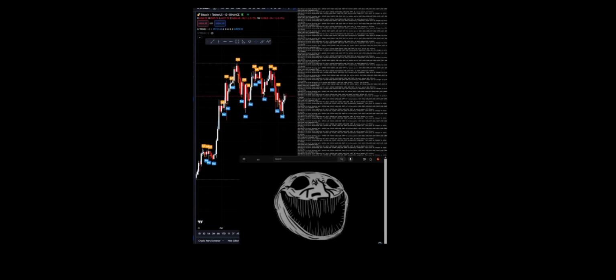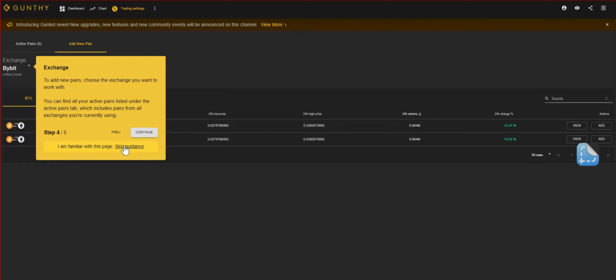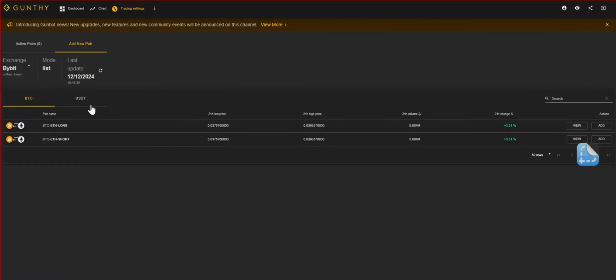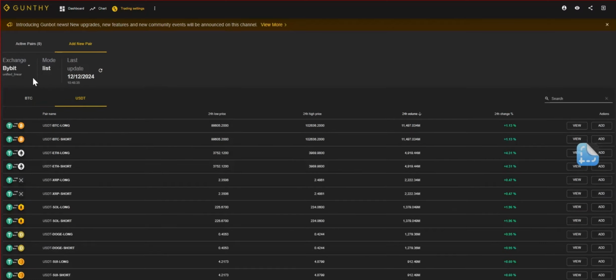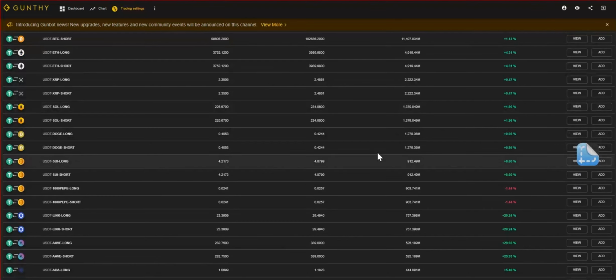Next, you will need to go to add pairs. After you have selected the section for add pairs and the exchange, make sure you have your account set up correctly. I'm using linear unified. Then you go to add pair, you go to USDT pairs, and you select the pair you wish to add. Here we will be adding XRP.